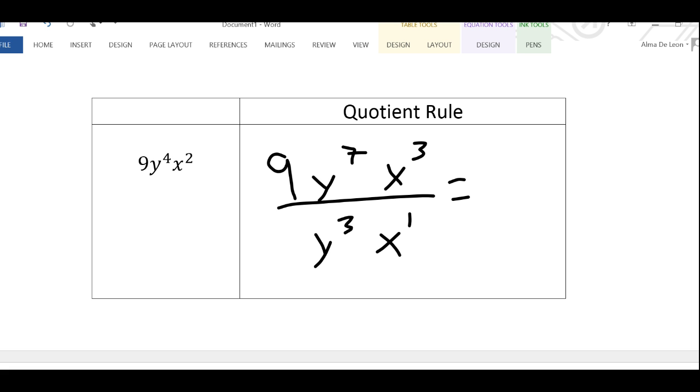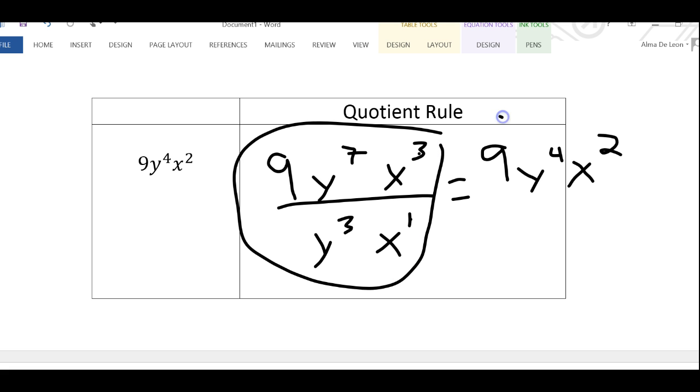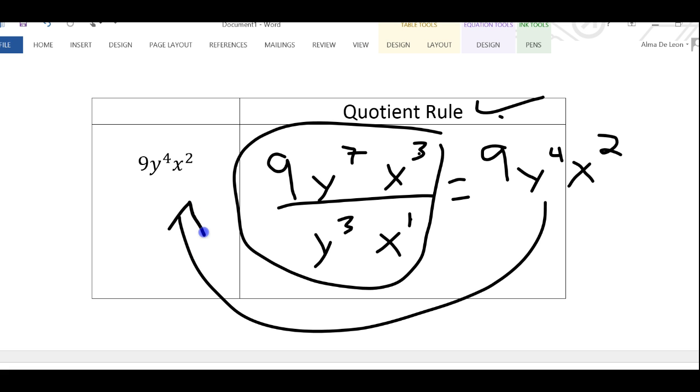I end up with a 9. Then I keep the y, I keep the same base, and 7 minus 3 is 4. So I have y to the fourth, and then I keep the base x, and I subtract the exponents. 3 minus 1 gives me 2. So I came up with a problem that using the quotient rule gave me the solution that I wanted: 9y to the fourth power x squared.